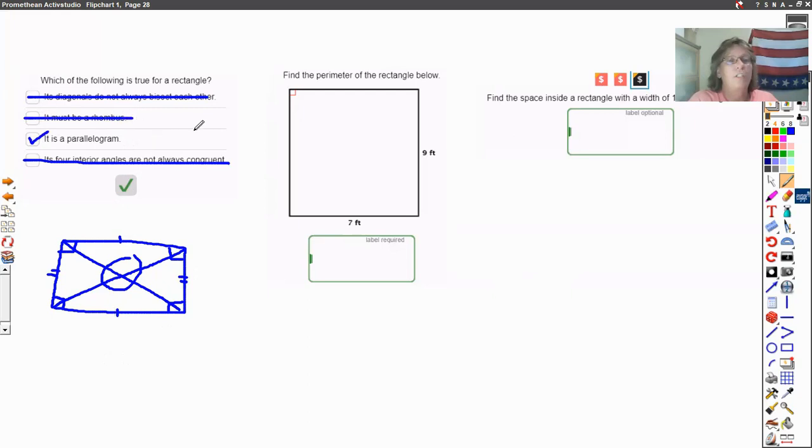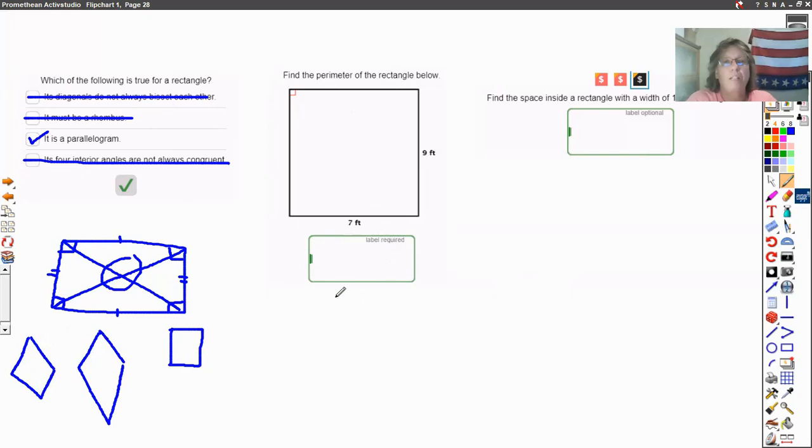A rhombus is just another special parallelogram. So a rhombus is a parallelogram, the same as a rectangle is a parallelogram, a square is a parallelogram, because they all meet that exact same idea, right? It's a four-sided shape. A rhombus is just a diamond, right? All four sides are the same.